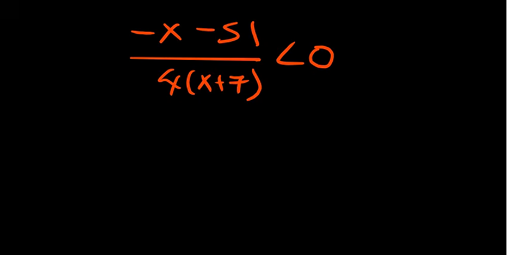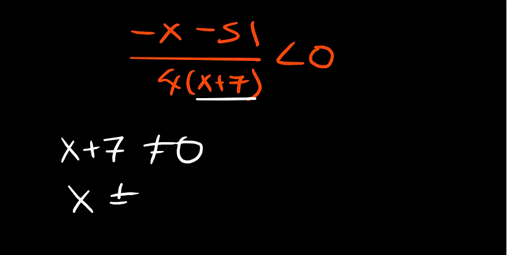Okay, so we are looking at the values that are going to make this inequality undefined, and also the ones that are going to define it. So if you look at x plus 7, we don't want that to be equal to 0. That is the only thing that is limiting our domain. So in such a case, x should not be equal to what? Minus 7.